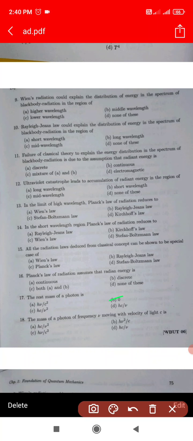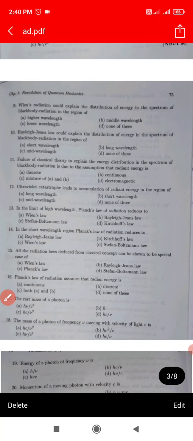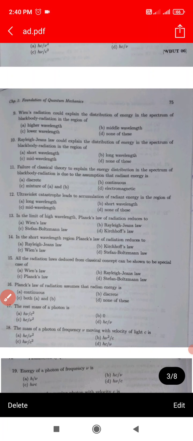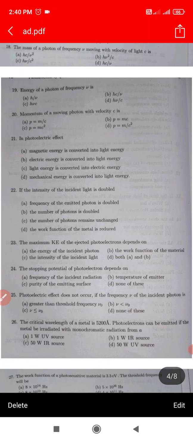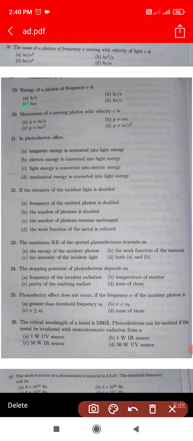The mass of the photon of frequency nu, with the velocity of light, is h nu divided by c square. C is the right answer. Next, 19th one: energy of the photon in terms of frequency is h nu. Next one: the momentum of the photon having velocity c is p equal to m into c.